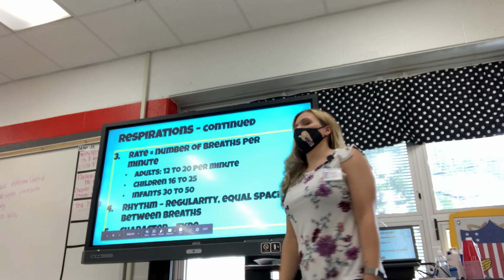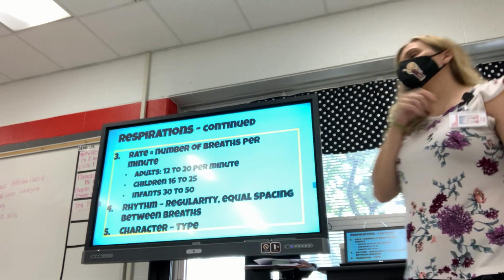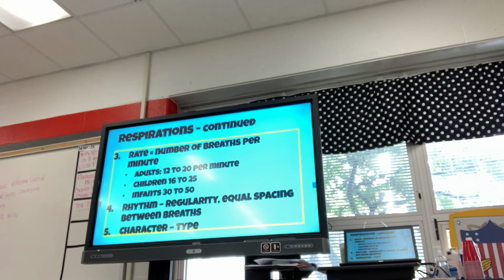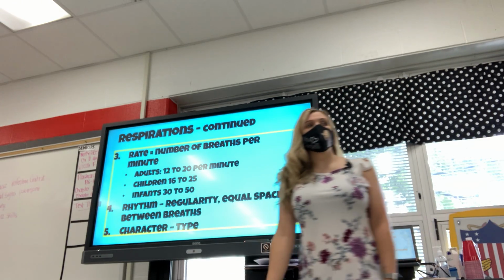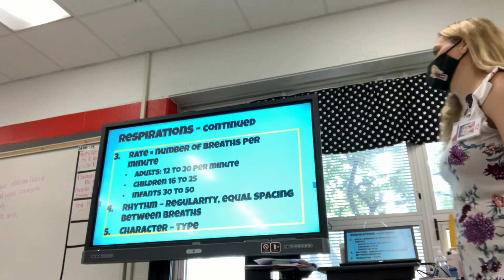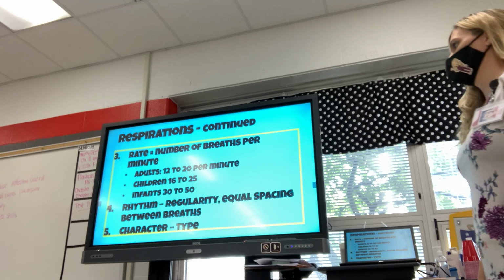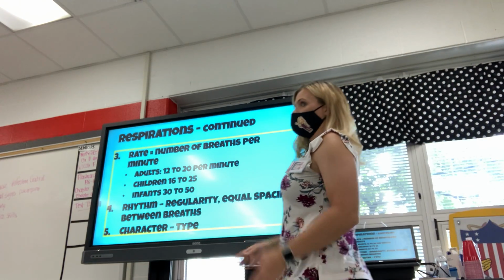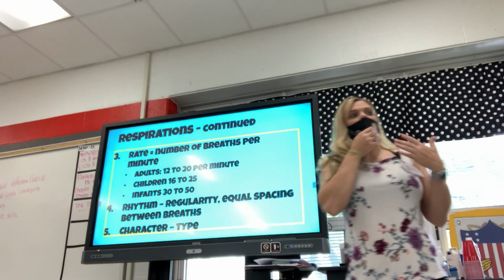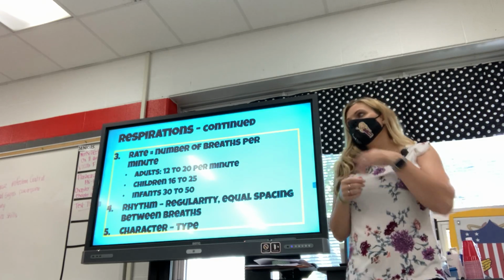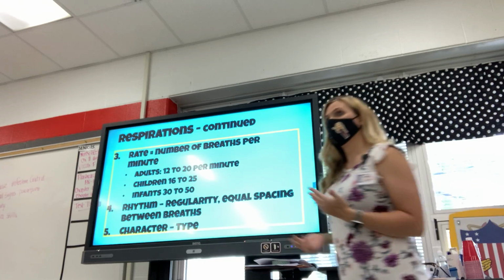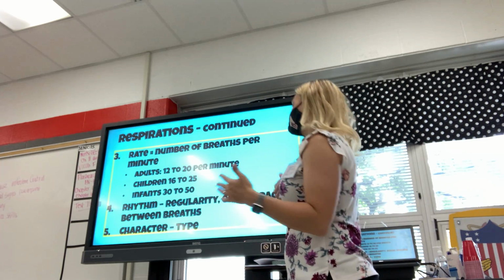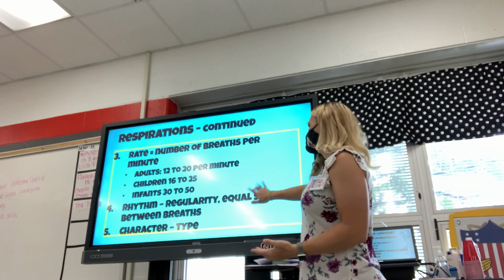Some rates. You need to know the rate, okay? Adults should be between 12 to 20 per minute. Children are a little bit faster, 16 to 25, and infants are even more, 30 to 50 breaths per minute. We check to see if someone's breathing normal, like regular and calmly. If I'm doing this, what am I probably doing? Hyperventilating. That's not normal, right? Or if I'm breathing too slow, that's not normal.